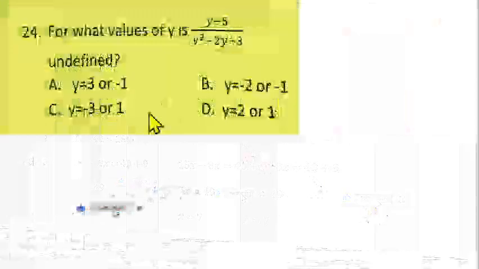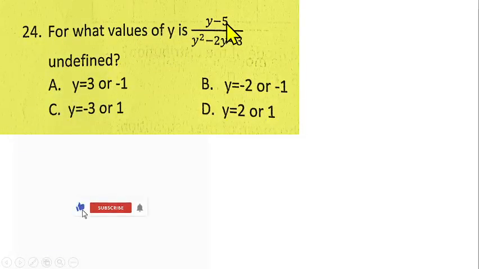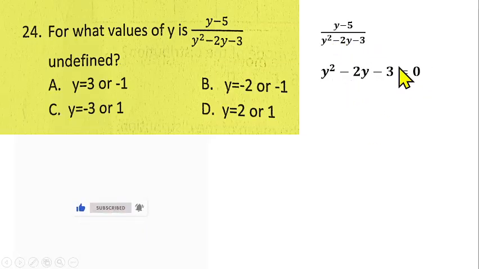Question number 24 is from undefined fractions. For what value of y is y minus 5 over y squared minus 2y minus 3 undefined? We know that a fraction is undefined when the denominator is equal to 0. So this fraction is undefined when the denominator, which is y squared minus 2y minus 3, equals 0. So that is when it is going to be undefined.